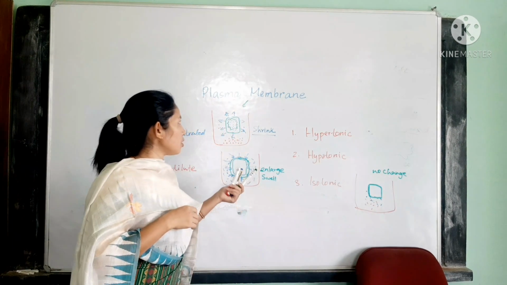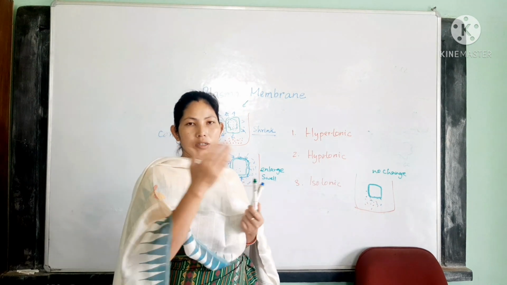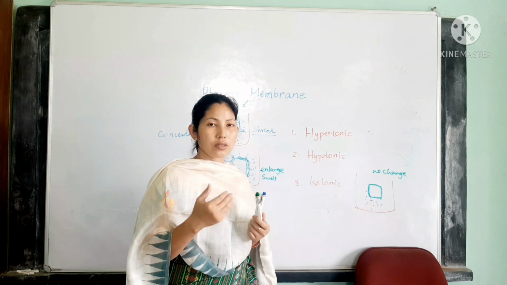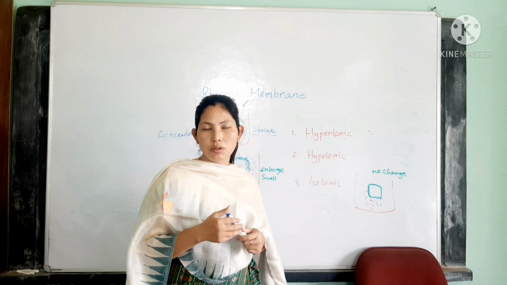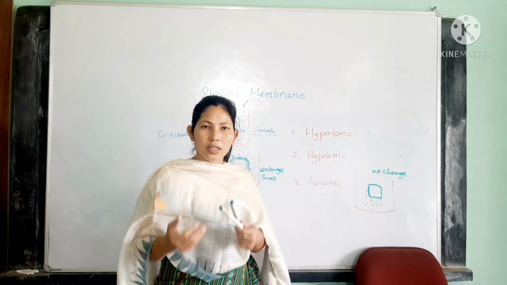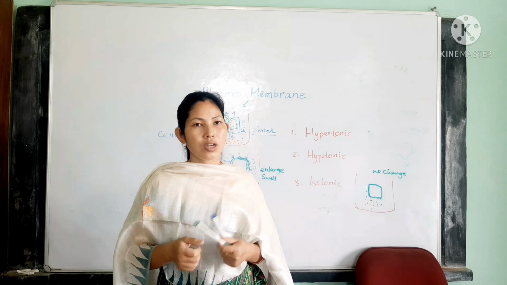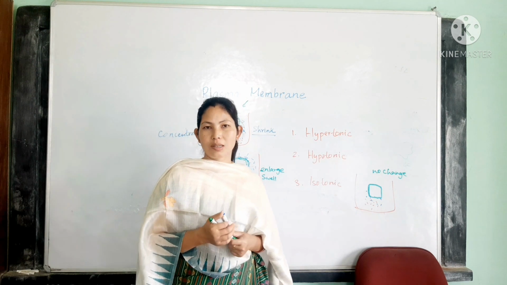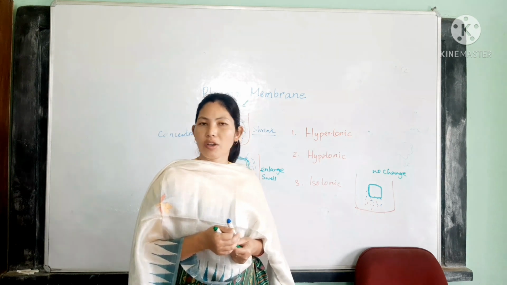So this is about the different types of solutions and how the cell behaves in the presence of these different types of solutions. This can be a question in your exam also. Questions are asked like what happens to the cell when it is present in a hypertonic, hypotonic or isotonic solution. Any condition can be given to you and you will be asked about the condition of the cell, right? So this is about osmosis and the plasma membrane. I hope you have learned it.